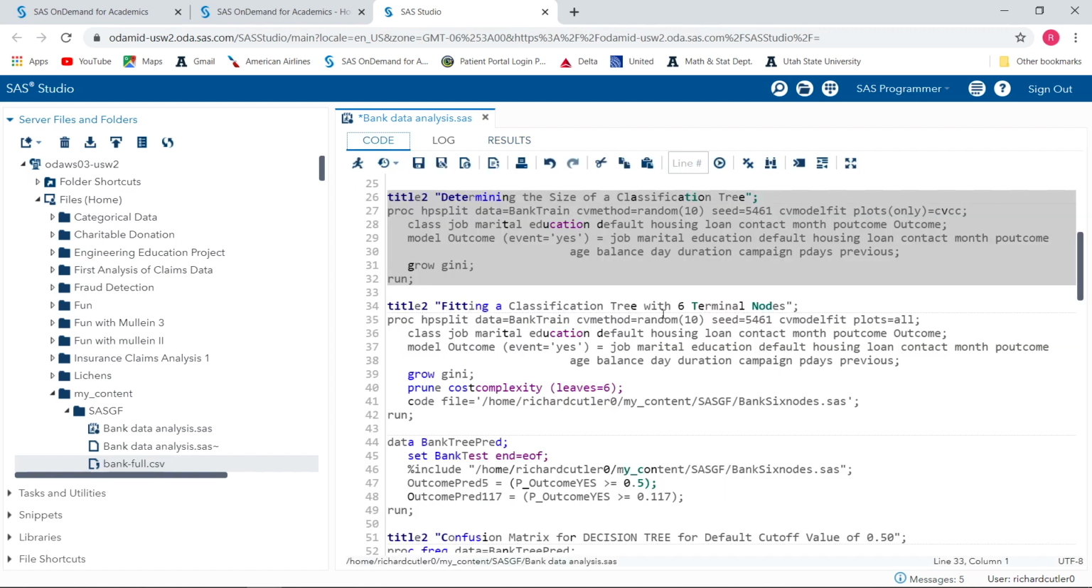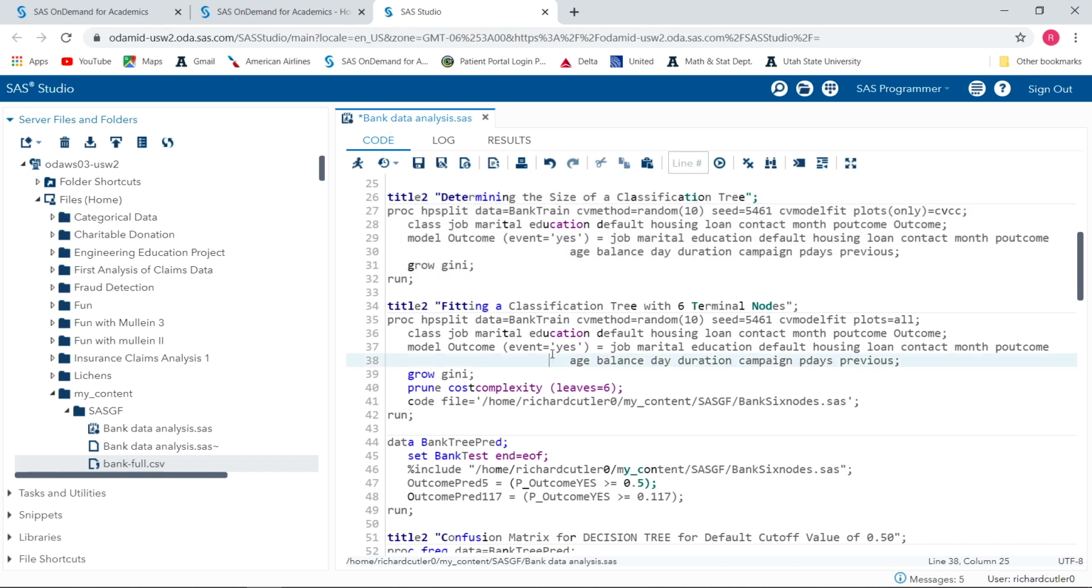So returning to the code, this next block of code here is fitting a tree with 6 terminal nodes. So I'm going to grow the tree using the Gini index as before, but now I prune using cost complexity and specify that there will be 6 leaves or terminal nodes. The next statement, with code file is equal to, is creating a destination for the code that we can use for scoring new data sets, and in particular, the test data set for this analysis.